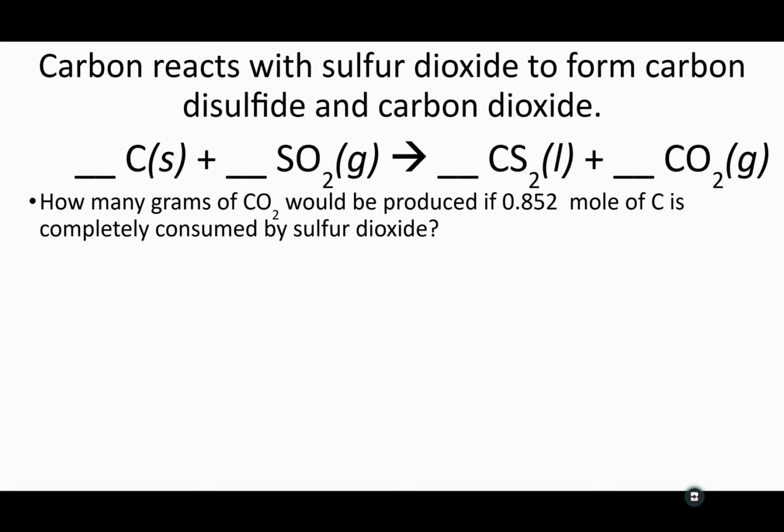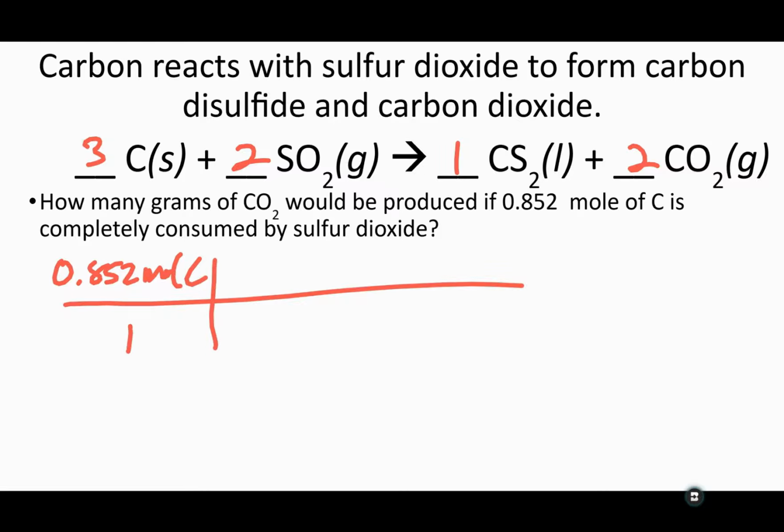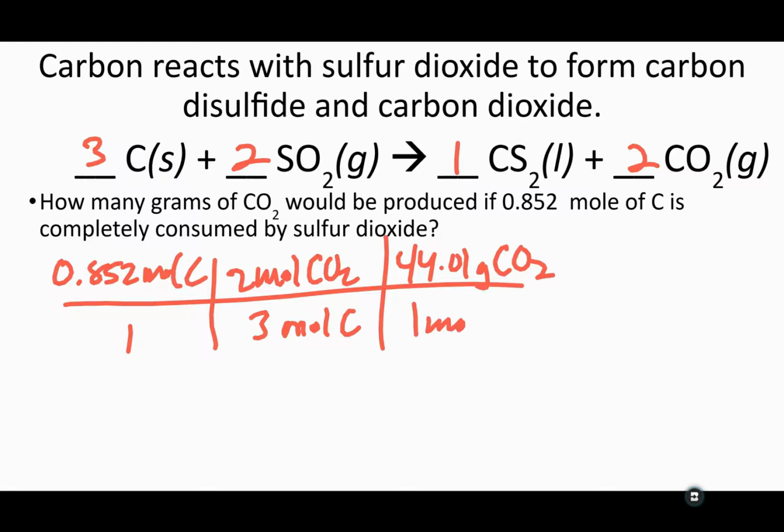All right, so carbon reacts with sulfur dioxide to form carbon disulfide and carbon dioxide in the following reaction. How many grams of CO2 will be produced if 0.852 moles of carbon is completely consumed by sulfur dioxide? So first we balance. I have 2 S's, I'll put a 2 here. I have 4 O's, I'll put a 2 here. Now I have 3 C's. 0.852 moles of C over 1. So 2 moles of CO2 over 3 moles of C. I'll convert to grams of CO2: 44.01 grams of CO2, 1 mole of CO2 on the bottom.